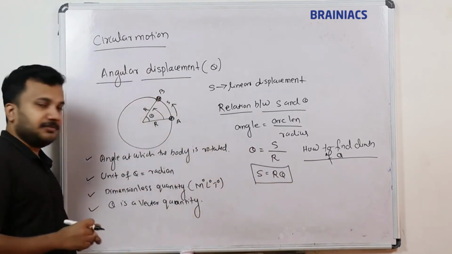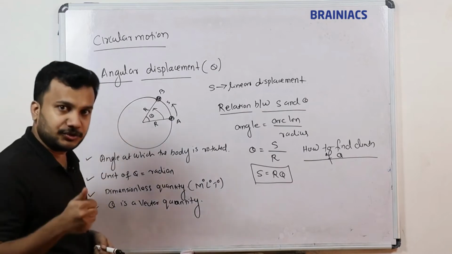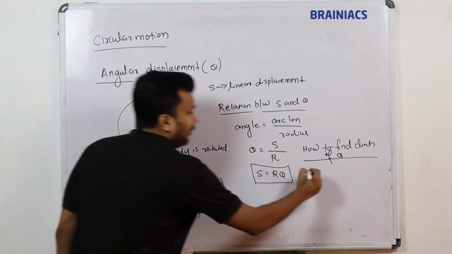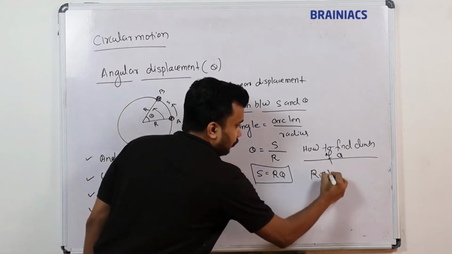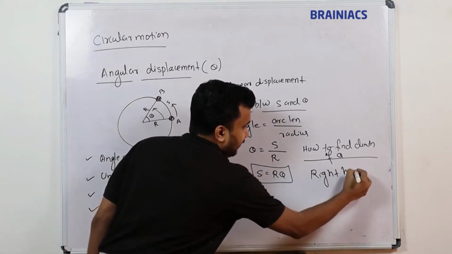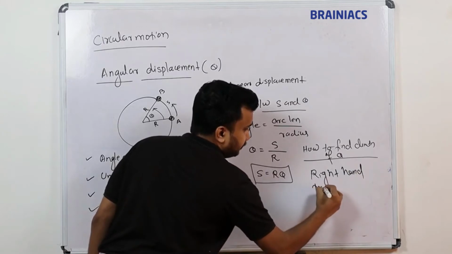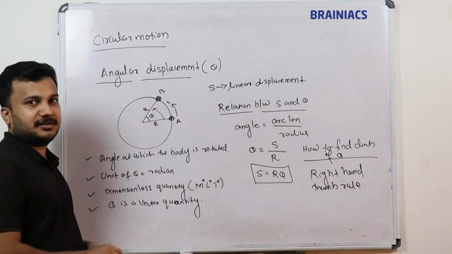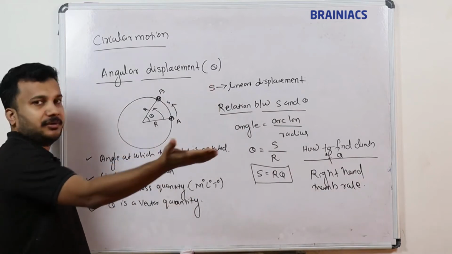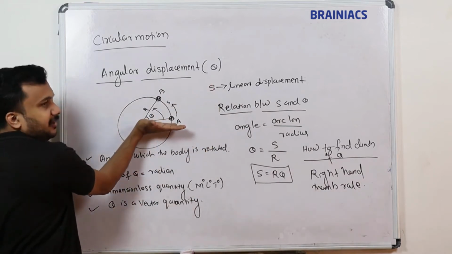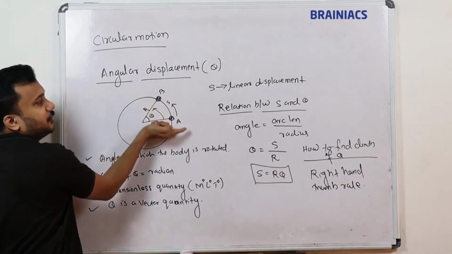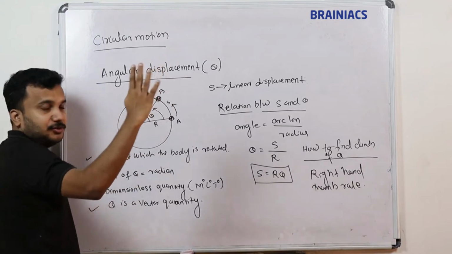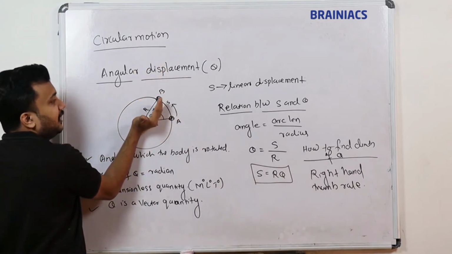I told you theta is a vector quantity. How do we find it? We will use the right hand thumb rule to find the direction. That rule is called the right hand thumb rule. This is important. What is the right hand thumb rule? It is very simple. You take your right hand and place it here like this. In what direction is it rotating? In this direction. For that direction, you rotate all four fingers like this.